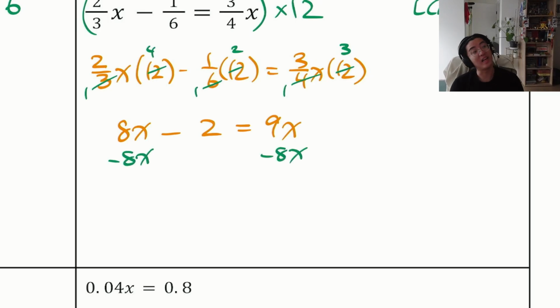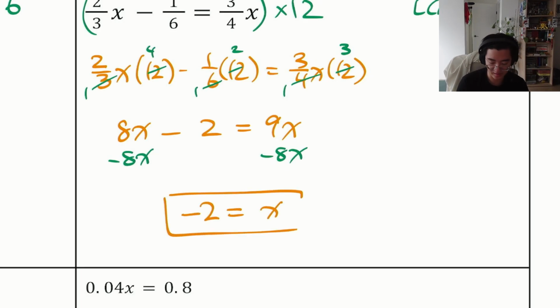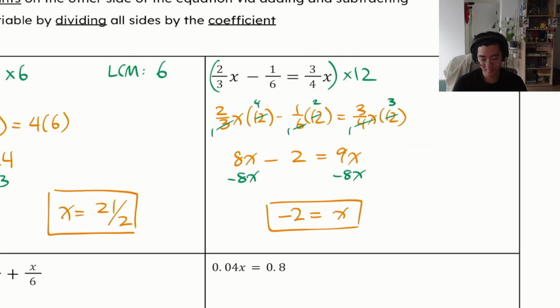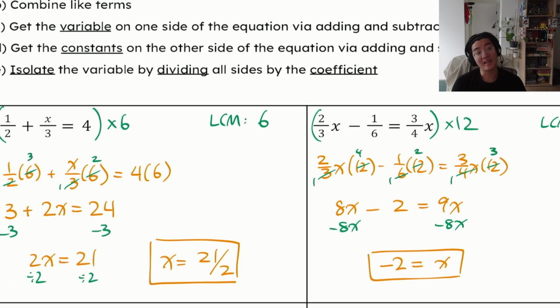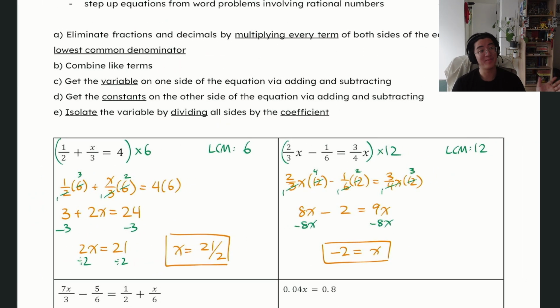Instead, we can just move the x to the other side. We're left with negative 2 equals x. That's it. So x is negative 2. Right, so yeah, I forgot about that. But yes, remember, x can be moved, isolated to both sides.